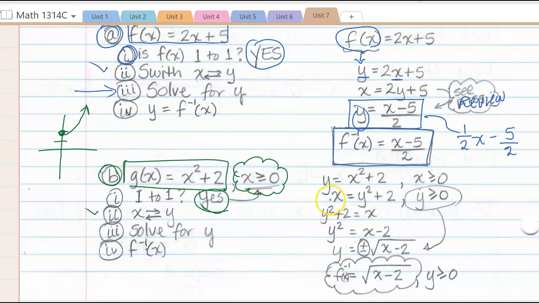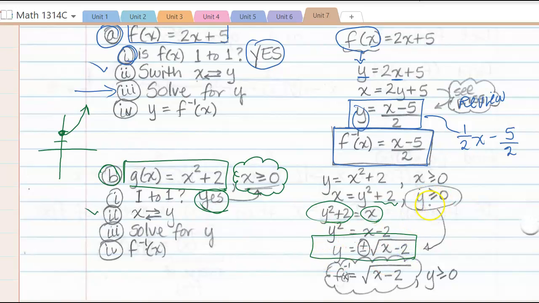So I'm going to keep on going. I'm going to solve for y. I just did the flip property first, so I got my y stuff on the left and my x on the right. I subtracted 2 from both sides. I took the square root. Don't forget the plus or minus square root. And then I have this as my inverse.